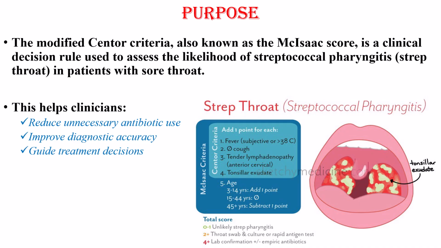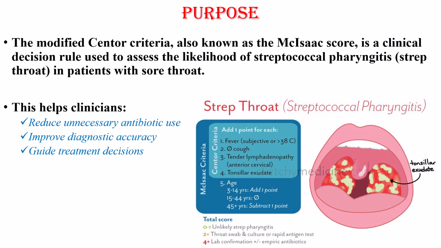The modified Centor score is a clinical decision rule used to assess the likelihood of streptococcal pharyngitis or strep throat in patients with sore throat. It estimates the probability that pharyngitis is streptococcal and suggests a management course. It is used only in patients with recent onset, or less than 3 days, of acute pharyngitis.